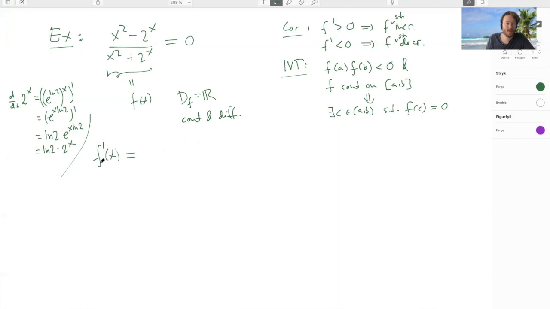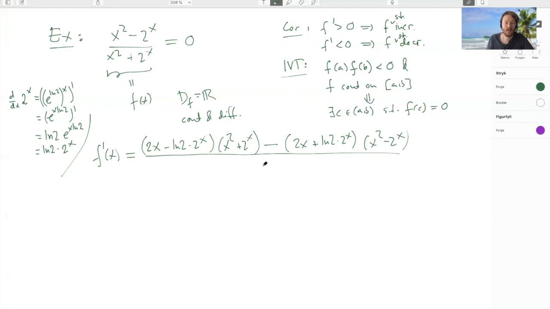So when I now differentiate this, I first use the quotient rule, meaning I differentiate this thing and keep this thing. That would be 2x minus ln 2 times 2 to the x. I multiply this with the term downstairs. Then I have to subtract the derivative of the denominator multiplied with the numerator. So it's 2x plus ln 2 times 2 to the x, and then x squared minus 2 to the x like this. And downstairs I get x squared plus 2 to the x, squared.